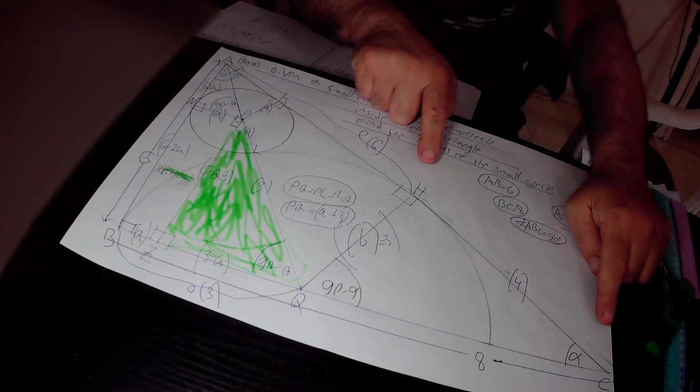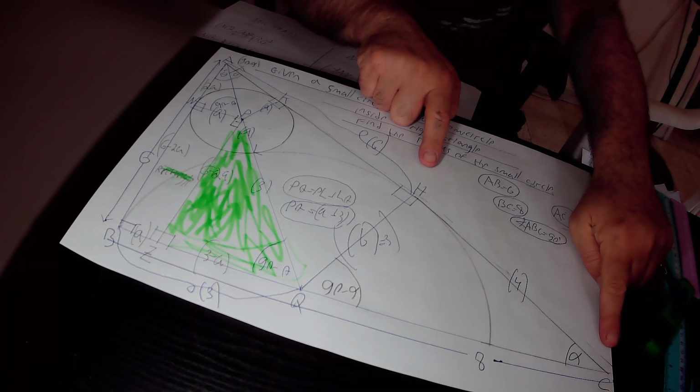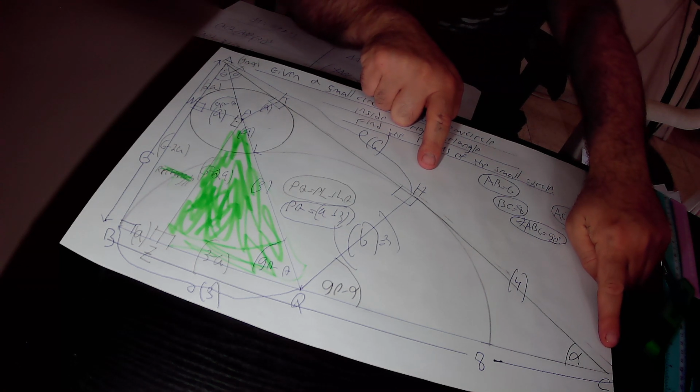What is the length of HC? It is very easy to see that HC equals AC minus AH. Again, HC equals AC minus AH. So HC equals AC, that is 10, minus AH, that is 6. So in total, HC equals 10 minus 6, that is 4.